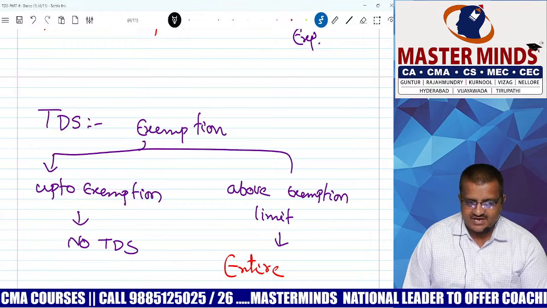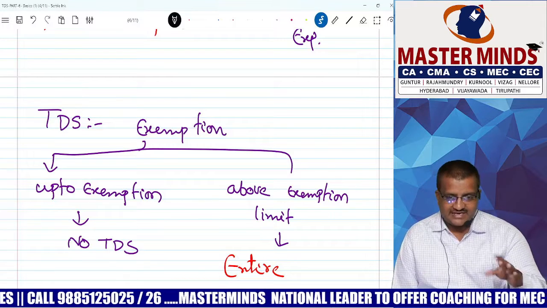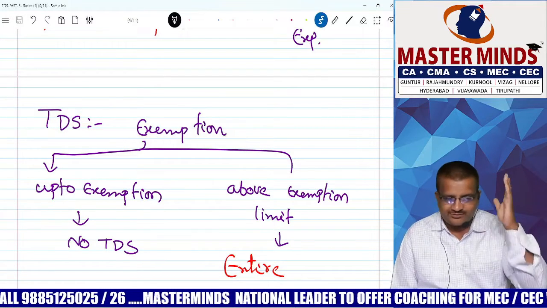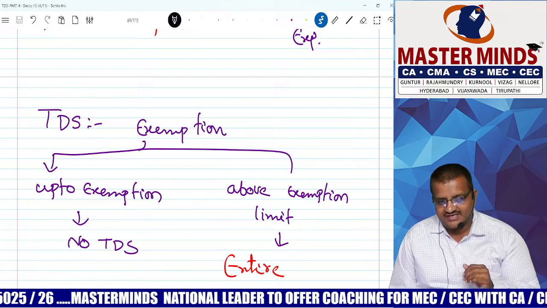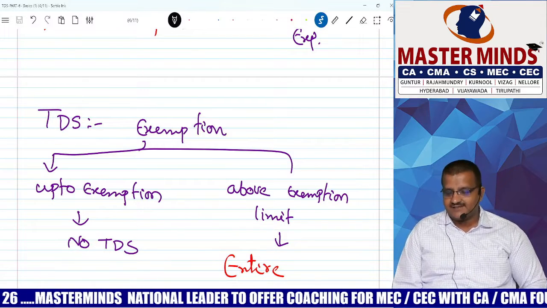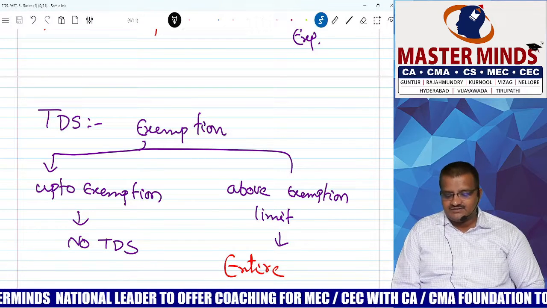This much, that much, exemption. What is the exemption meaning? Suppose I said up to 10,000 exemption. That means over and above is subject to TDS, or the entire is subject to TDS? Entire, not just over and above.